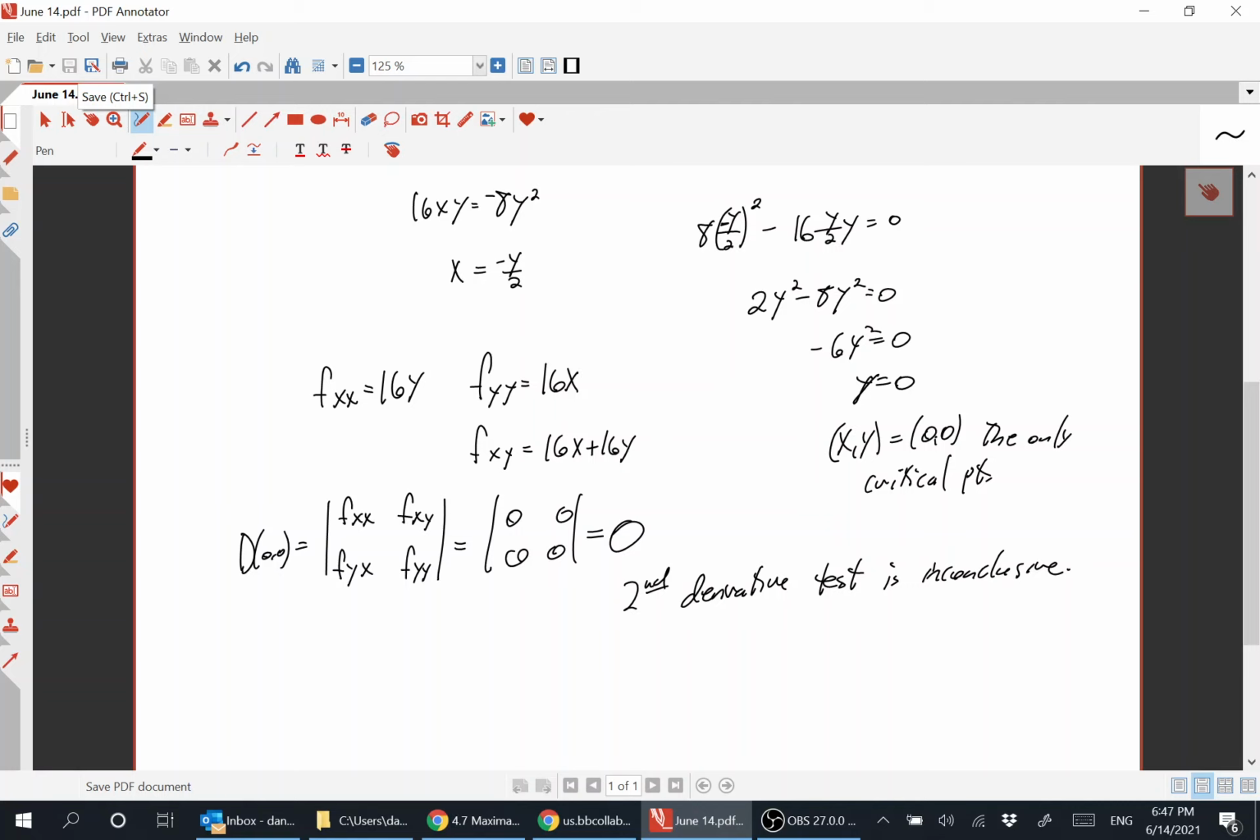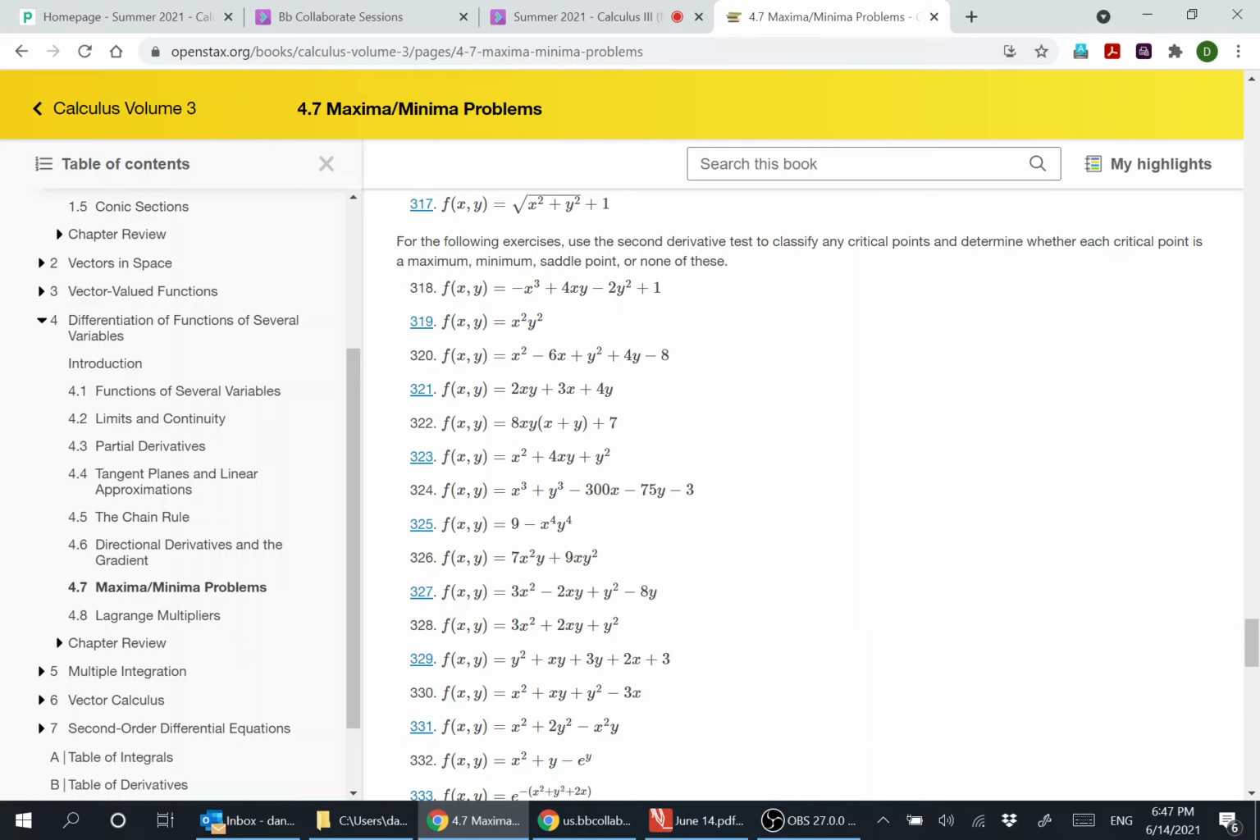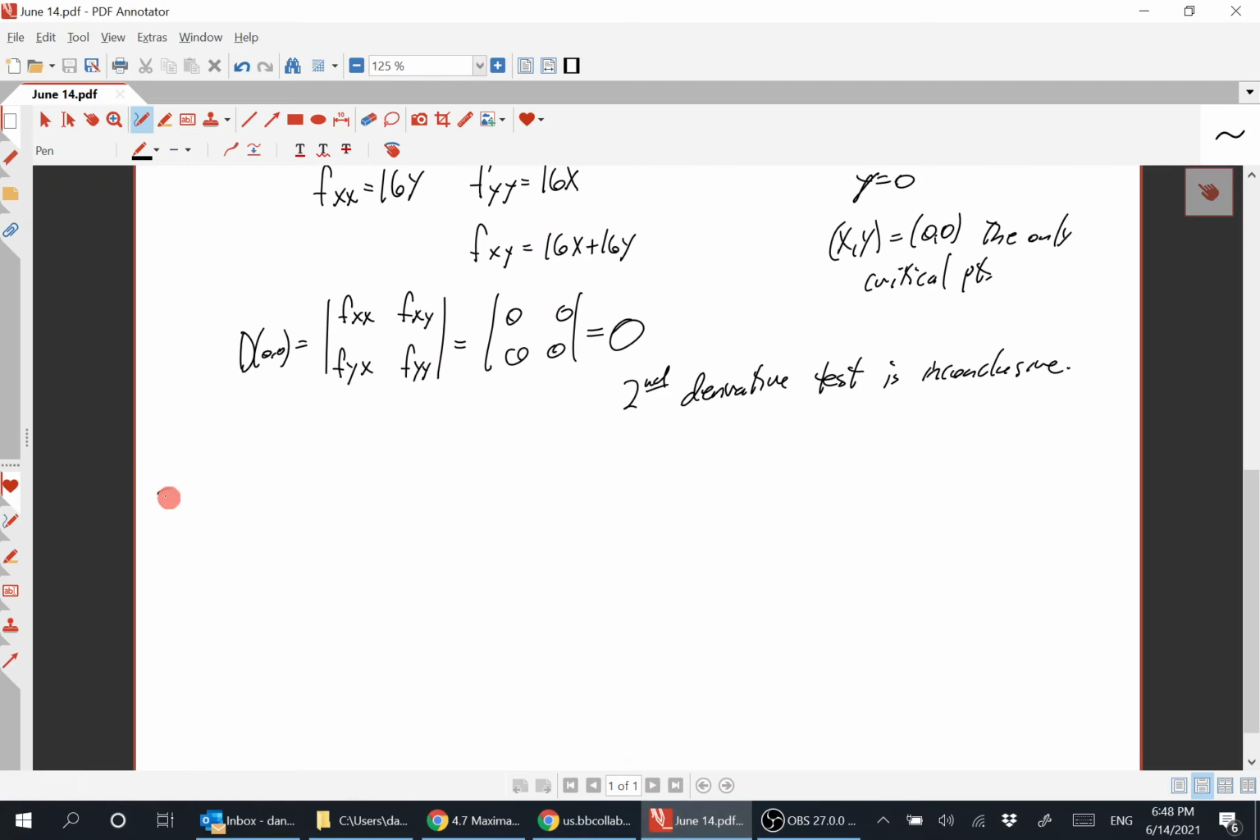The next problem in the list here, 324. So same problem, this time with this function, f of x, y equal to x to the third plus y to the third minus 300x minus 75y. So same directions.